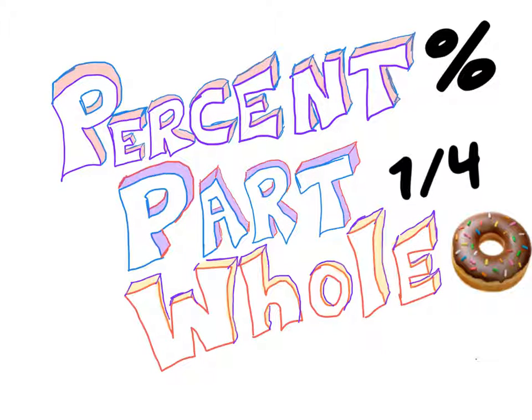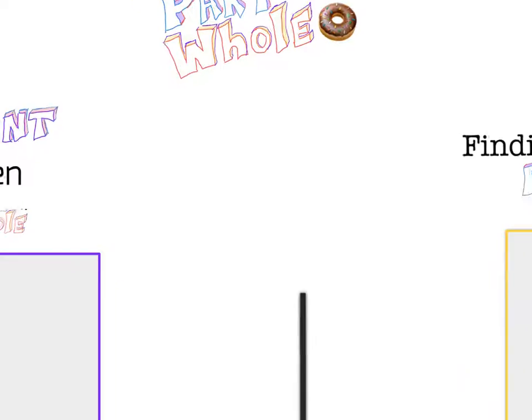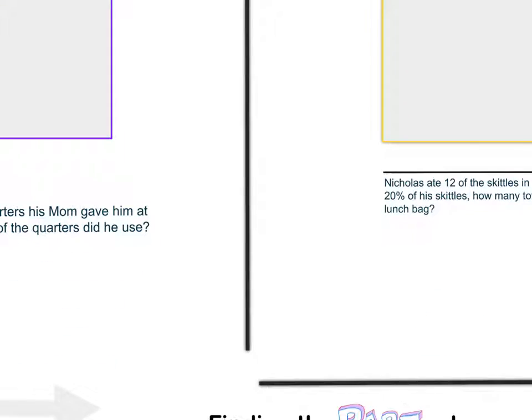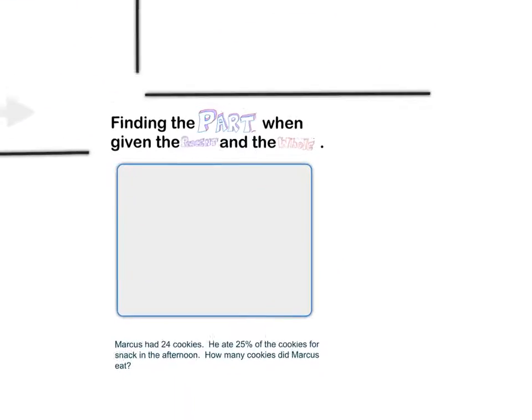Again, we're talking about percent, part, and whole, and how we can use two of these to find a missing value. So on this one, we're going to talk about finding the part. If we are given the percent and the whole, how can we use that information to find the part?